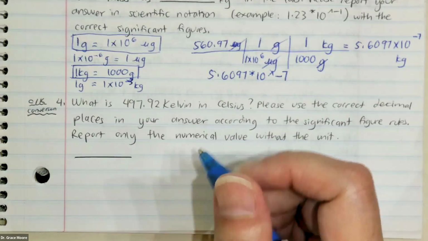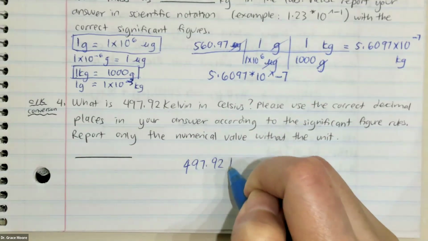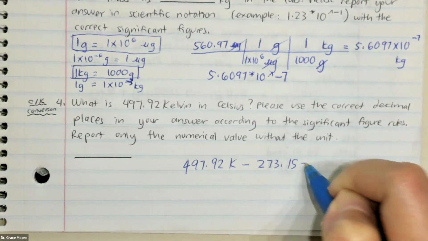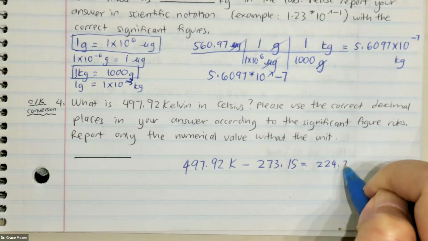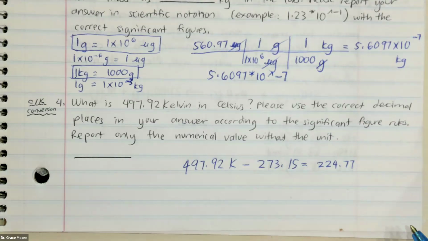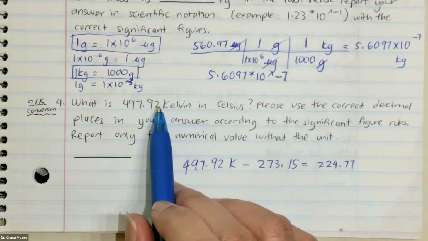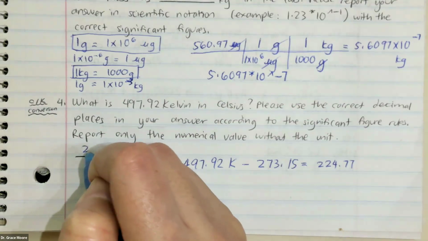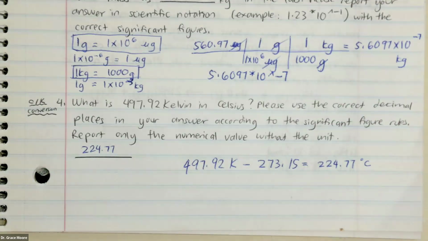So in this case here, if I have 497.92 Kelvin, I will want to subtract 273.15 to get it to go to Celsius. So my answer would be 224.77. And usually when you do conversion and temperatures, we keep the original decimal places because we know we're going to add or subtract. And I like to keep this same decimal place. So in this case, your answer, when you write it in, you just put 224.77. And this will be in Celsius.